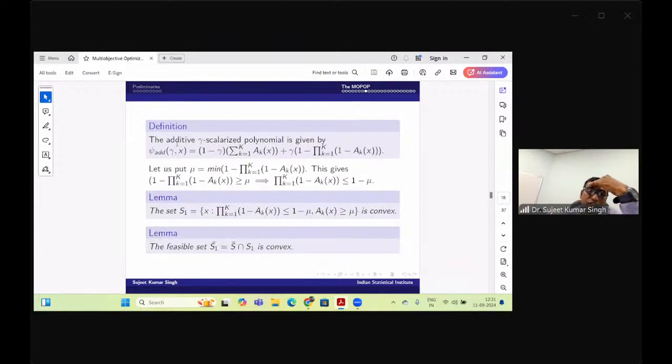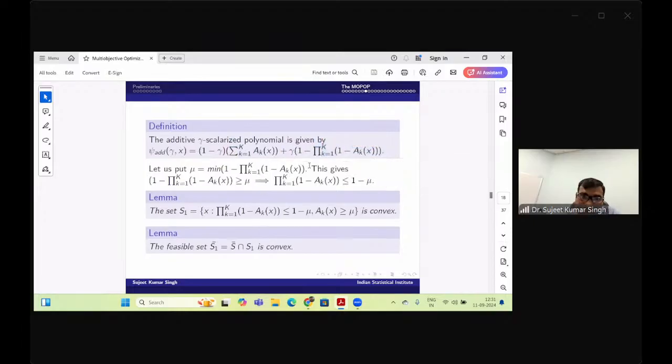All right, fine. So that is the multiplicative, and the additive gamma function is basically, instead of taking the multiplication here, we have taken the addition of all these achievement functions, and the second term is as it is. The reason is that the second term here was the multiplication of 1 minus AK X.